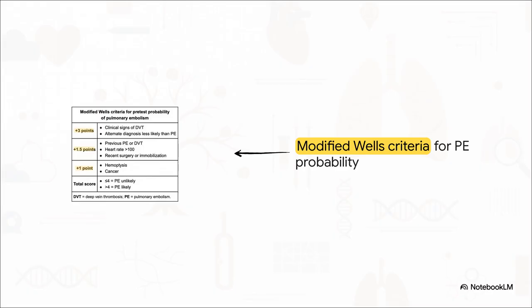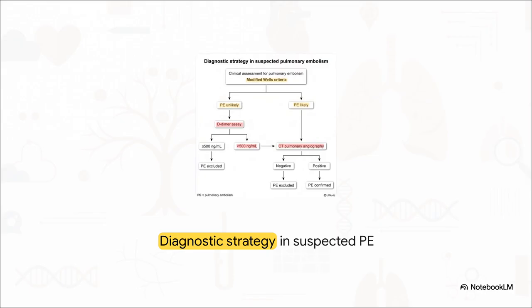To figure out if a PE is actually likely, we rely on the modified Wells criteria. If that total score is greater than 4, a PE is highly likely. And here's the kicker for these high-risk patients. Bypass the D-dimer completely. A negative D-dimer just isn't powerful enough to confidently rule out a PE in a high-risk scenario. Following that logic, a likely PE means you go straight for immediate CT pulmonary angiography.